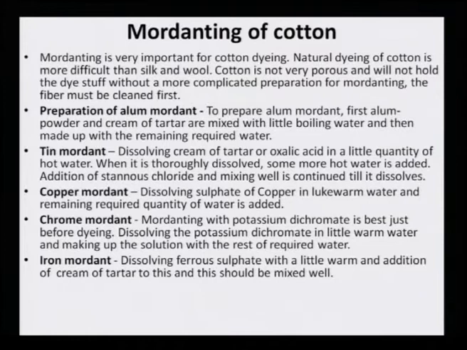Preparation of alum mordant. To prepare alum mordant, first alum powder and cream of tartar are mixed with a little boiling water and then made up with the remaining water to make the solution. So, alum mordant is prepared with cream of tartar as a modifier, and sodium potassium alum or potassium aluminum sulphate. Various combinations of different types of alums are available in the market, and they can be used.